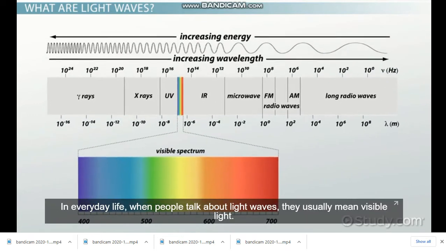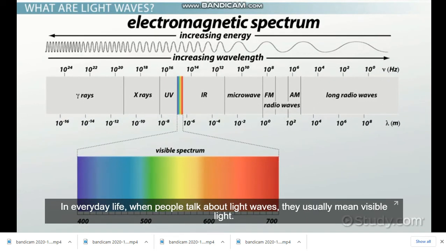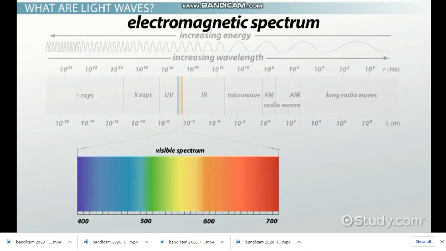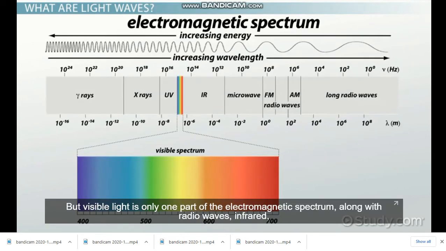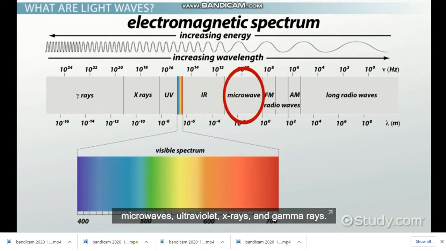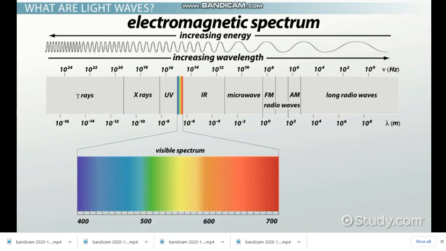In everyday life, when people talk about light waves, they usually mean visible light. But visible light is only one part of the electromagnetic spectrum, along with radio waves, infrared, microwaves, ultraviolet, X-rays, and gamma rays. Physicists call all of these things light waves.